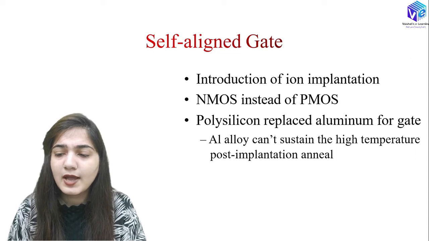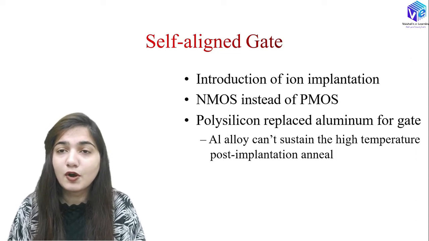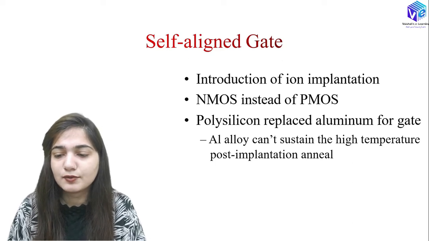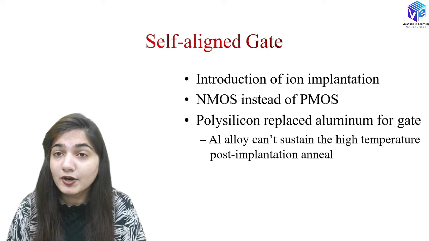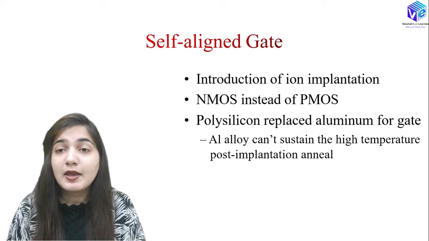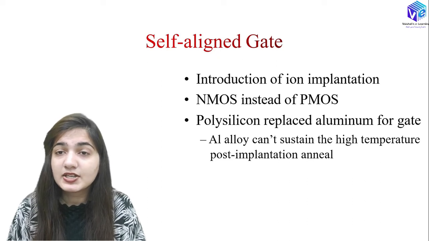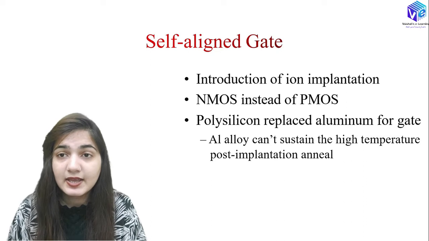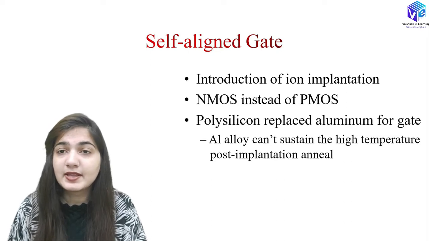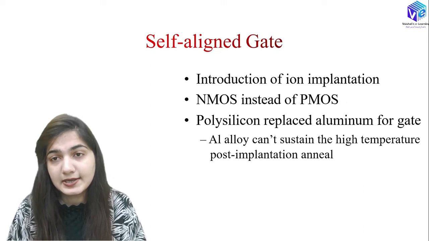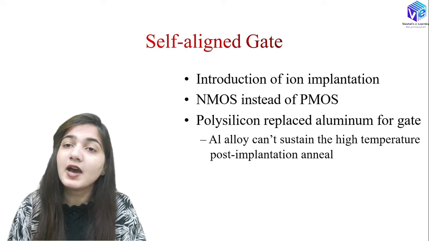Now here also aluminium was used for the metallization of the gate, but now here the polysilicon replaced the aluminium for the gate. So here aluminium alloy can't sustain the high temperature for the post implantation annealing. So here I am using the ion implantation, and after ion implantation I have to do the annealing. Right, so annealing will be making the single crystal structure again, and for that I require higher temperature.